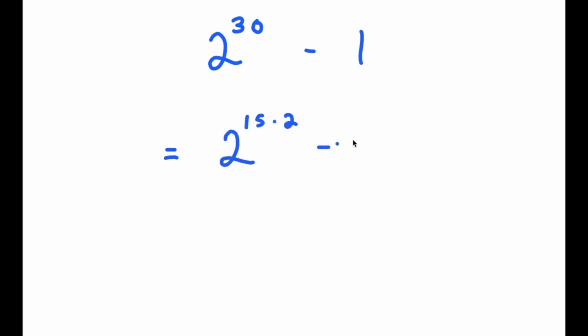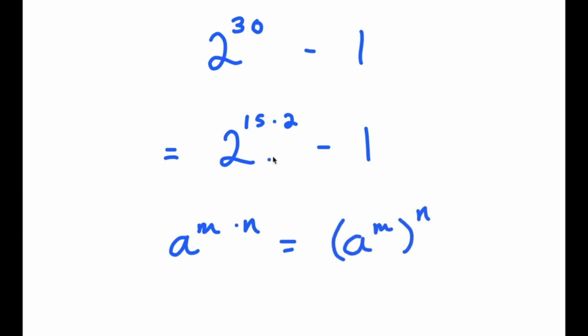Alright, so in this video, I'm going to solve the problem 2 to the power of 30 minus 1. To solve this, I'm going to rewrite this as 2 to the power of 15 times 2 minus 1. Now if I have something in the form a to the power of m times n, this is equal to a to the power of m to the power of n.